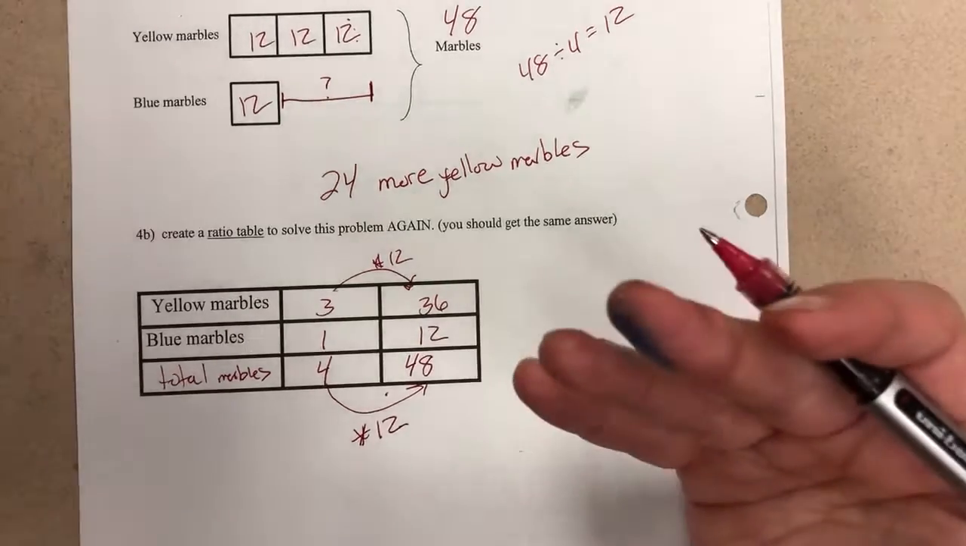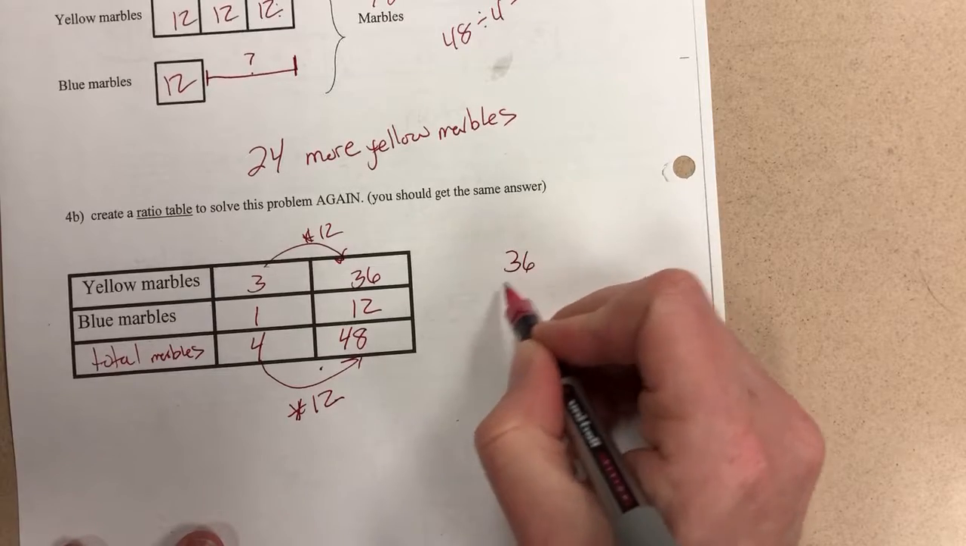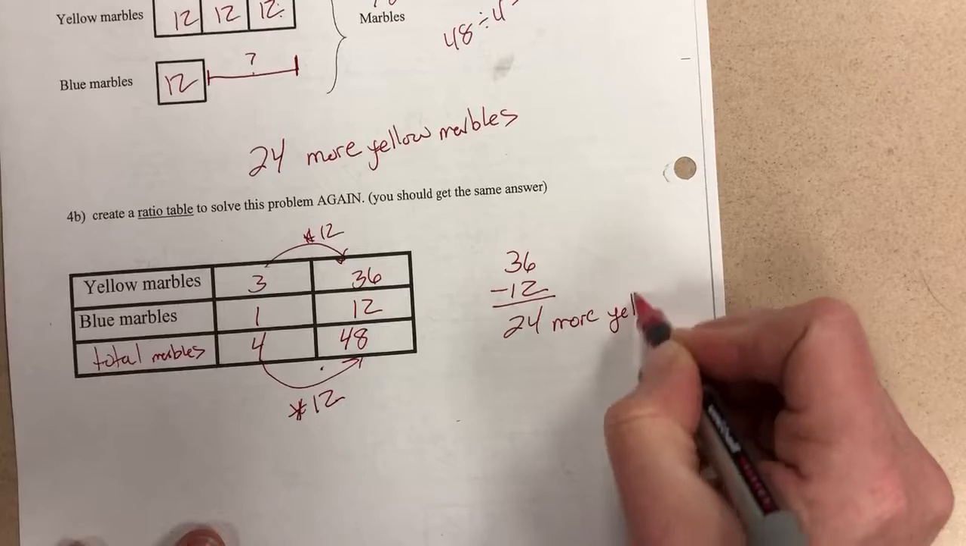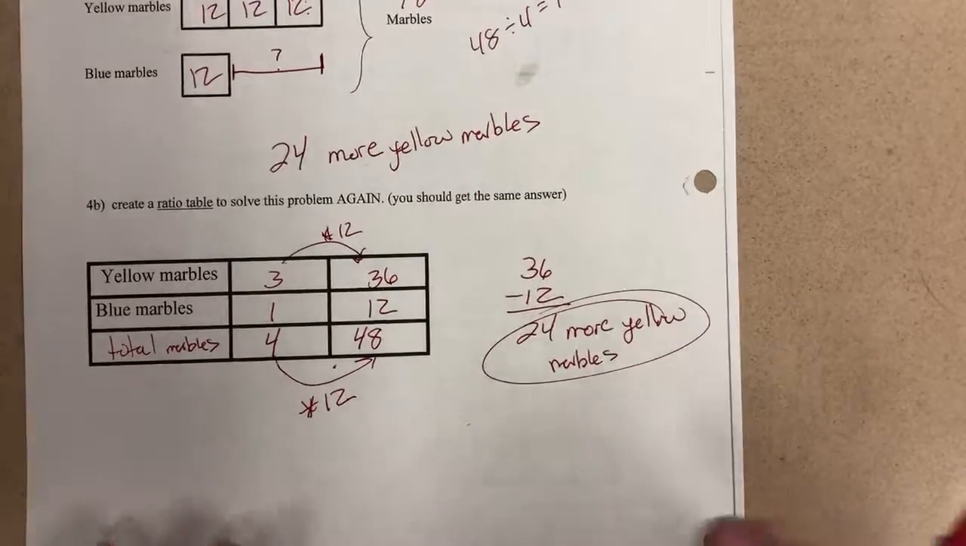Now we have to answer the question being asked, how many more yellow marbles are there? This is where you have to bring that out and say, what's 36 minus 12? 24 more yellow marbles. Just a different way to look at it.